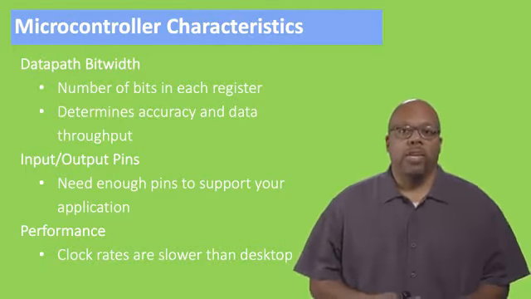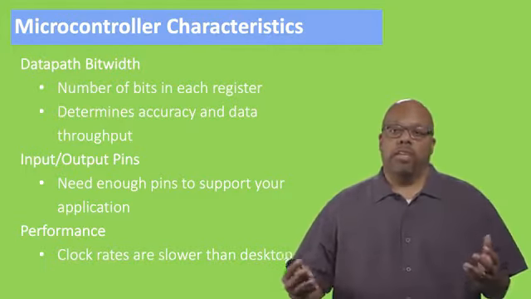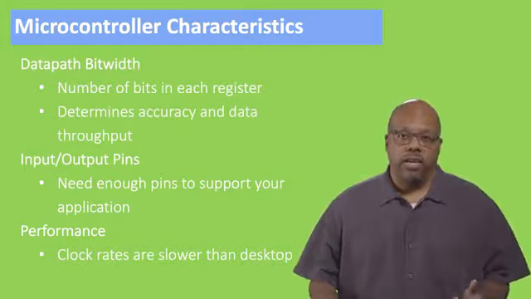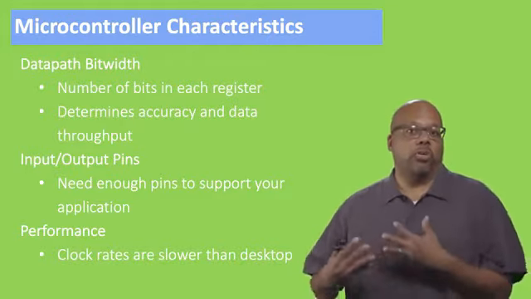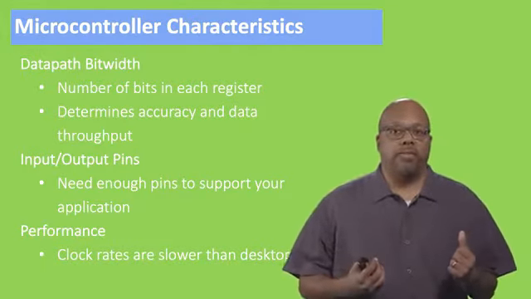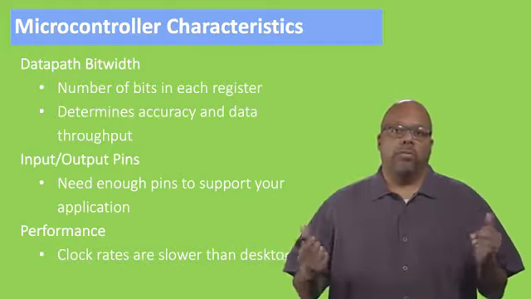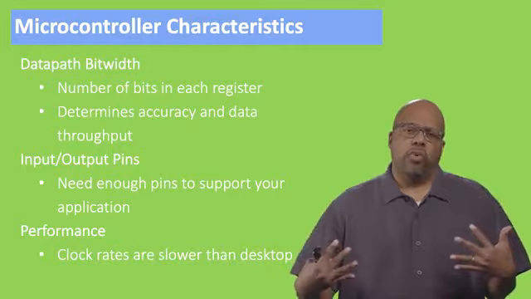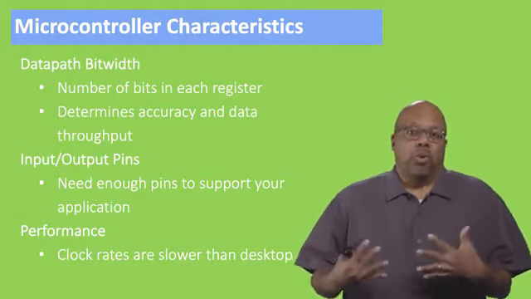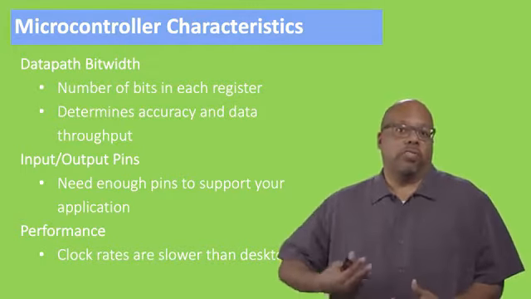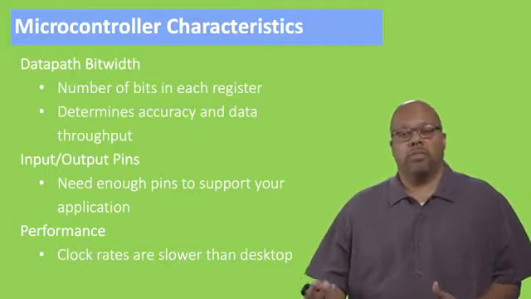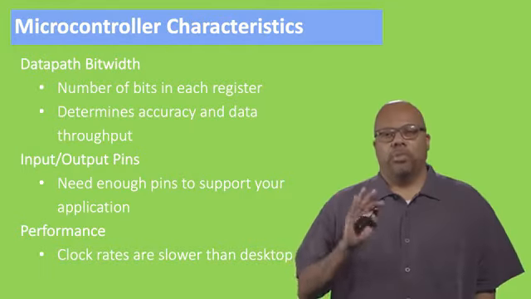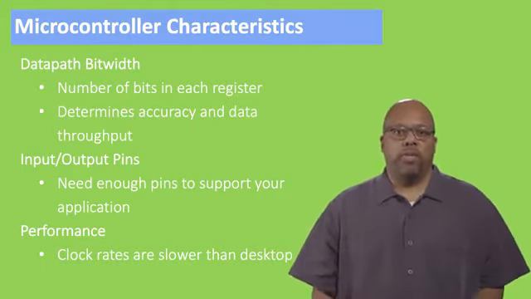Okay, so what do I mean by that? If you have more bits, like 64 bits, let's say, that means you can get more accuracy than you could with 16 bits. So you get more accuracy, you get more data throughput. Basically, if you're processing on 64-bit numbers, there's more data processing that you can do than if you're processing on 8-bit numbers. Now, we're not going to go into architecture, but roughly that's what data path bit width means.